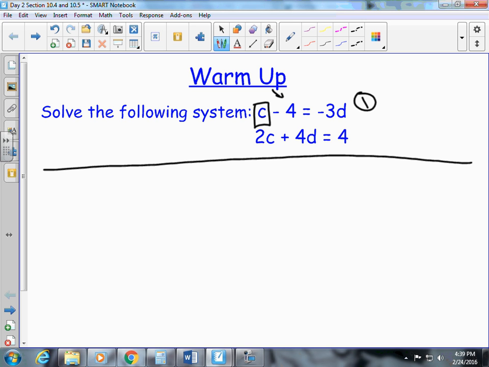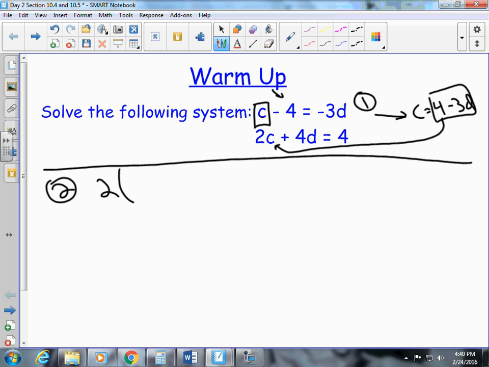The reason I'm doing that is because it's all by itself, and all I have to do is add 4 to the other side. So when I'm done solving it, I end up with c is equal to 4 minus 3d. If you switch these two around, it doesn't matter. Now remember, in step 2, we take what we know c is equal to and plug that into the other equation. So it looks like 2 times that c value, which is now 4 minus 3d, plus 4d equals 4. Instead of c, I've replaced that with 4 minus 3d, and I've finished writing the rest of the equation.